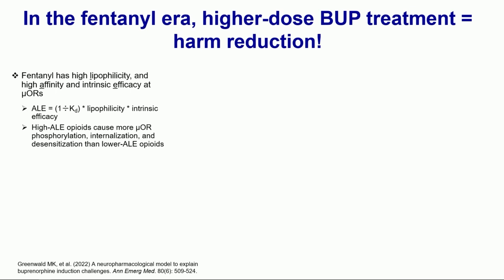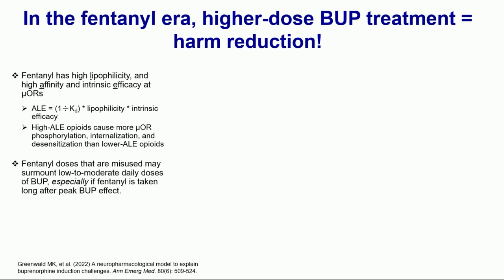So drugs that have high ALE values also, as it turns out, tend to cause more mu receptor phosphorylation, internalization, and desensitization of receptors. So those downstream effects that I was telling you about that are due to the G protein coupled signaling, a higher ALE opioid is going to result in pharmacological effects that take longer to recover, and that's going to put somebody at risk of precipitated withdrawal if you don't watch yourself. So fentanyl doses that are misused may surmount low to moderate daily doses of buprenorphine, particularly if fentanyl is used at trough levels of buprenorphine.